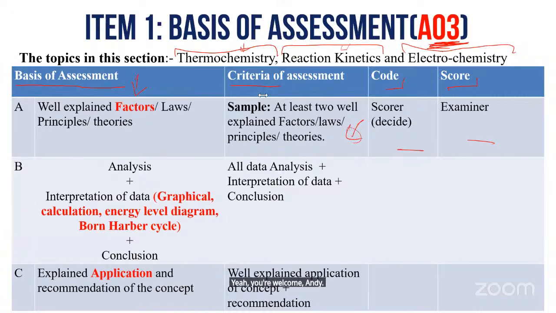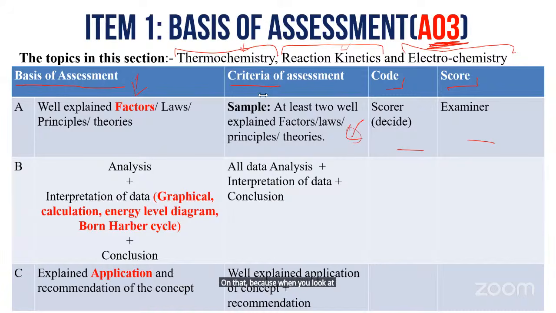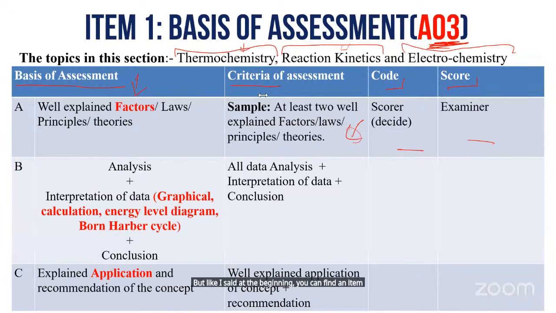And actually, when you look at the questions I've shared today, check in the chat, all the items I've shared are all just having only one item. And we want to see if such a question is set, what happens. I was very intentional on that because many questions that they have set have 3 parts. But like I said at the beginning, you can find an item having one task, while another item is having 3 parts. And we're going to see all those. How do you respond? How do you find all these things that we are talking about? We're going to dive into the item as soon as possible.